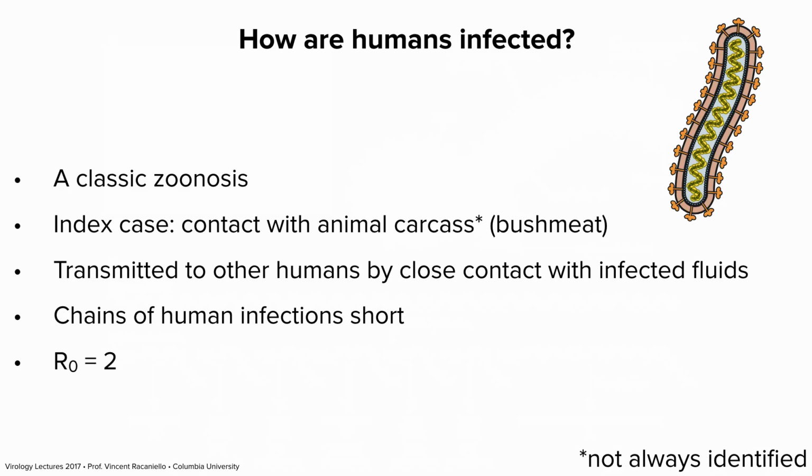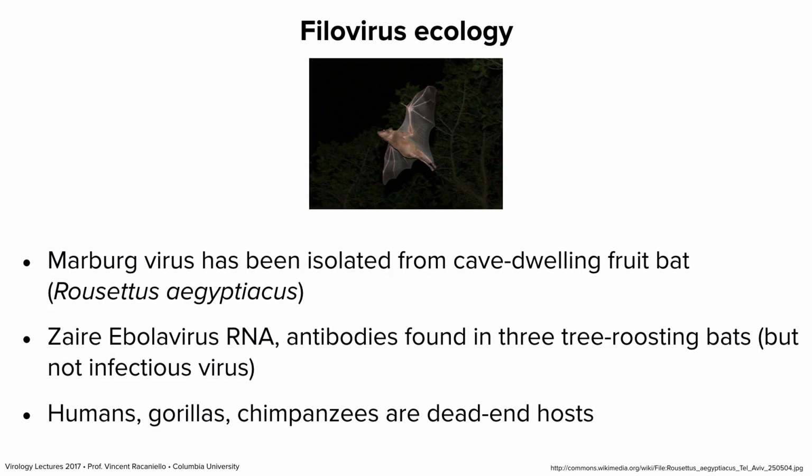You don't have very, very long chains of infection as you would for, say, influenza virus. I gave it to you, you give it to another person, and on and on and on. And the R0 is 2. That's the number of people on average infected by any one person infected with Ebola virus. So that's kind of low.